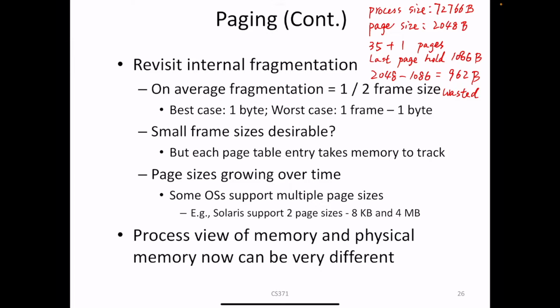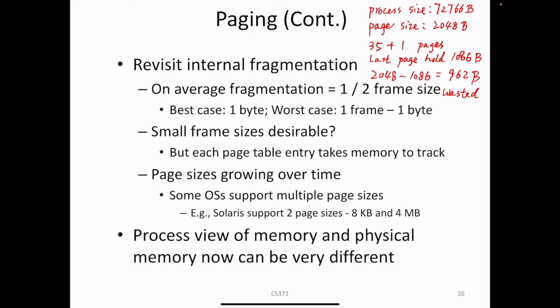In order to hold the entire process in the main memory, we need 35 full pages plus one more page to hold the remaining bytes of the process, which is 1086 bytes. Therefore, for the last page, it will waste 2048 minus 1086, which equals 962 bytes. It is not an ignorable amount of memory. According to statistical results, the average internal fragmentation is about half of the frame size.